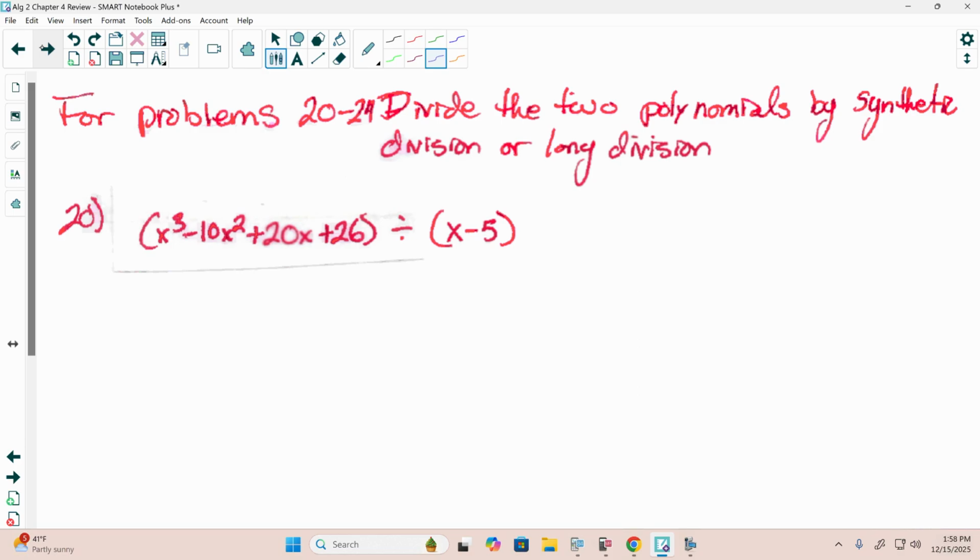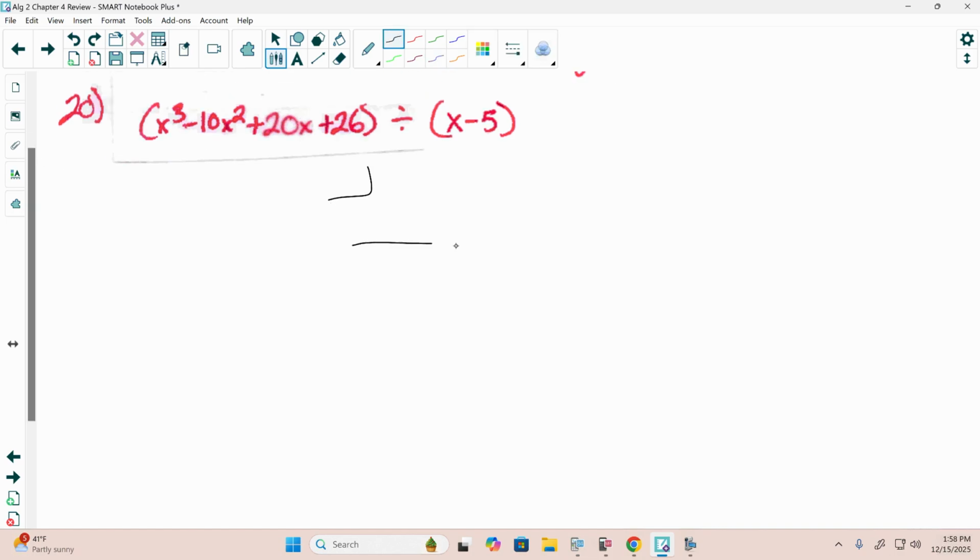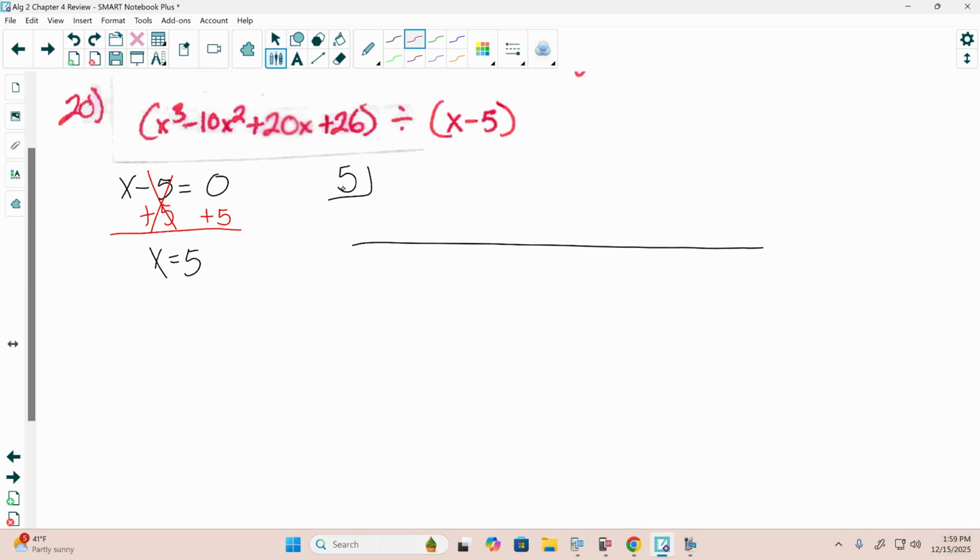So if we look at number 20, I think the consensus is to do this by synthetic division. Now to do this by synthetic division, we'll set the problem up. We have the cubby and the line. And we take what we're dividing by and set it equal to 0. And we need to solve this for x, or the variable with the biggest exponent. So we would add 5 to both sides, telling us x is equal to 5. 5 is the number that goes inside the cubby.